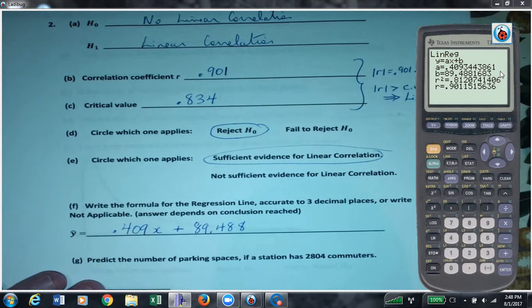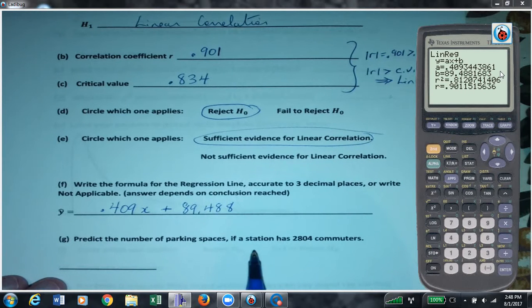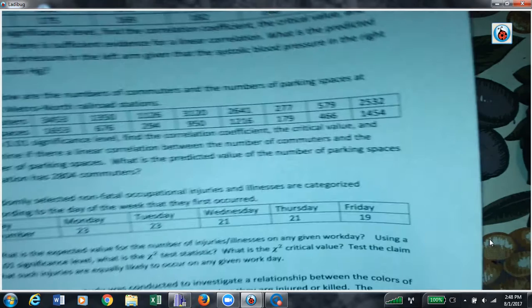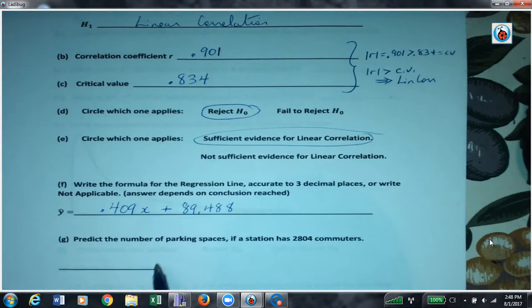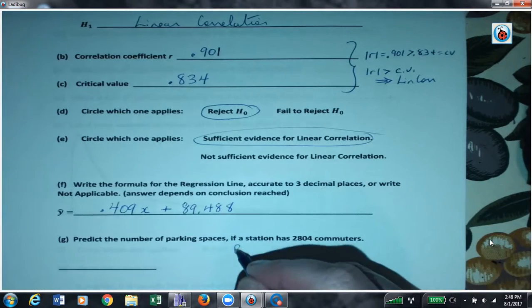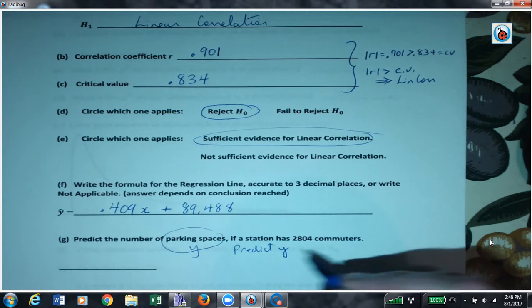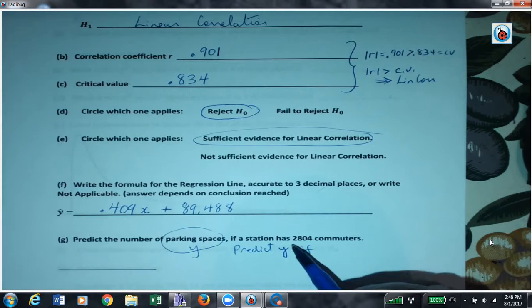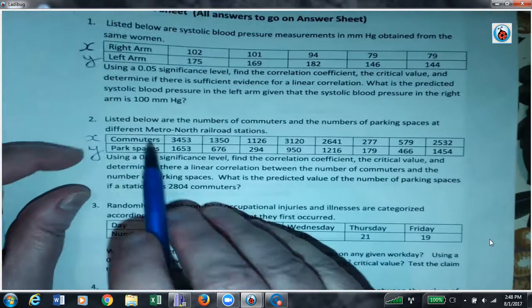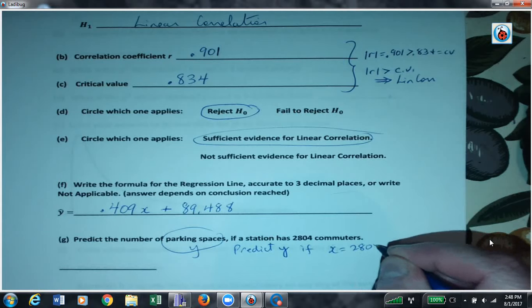Okay, so I do have a regression line. Predict the number of parking spaces if a station has 2,804 commuters. Okay. Predict the number of parking spaces. Parking spaces is Y. So predict Y if it has 2,804 commuters. Commuters is X, so X is equal to 2,804.